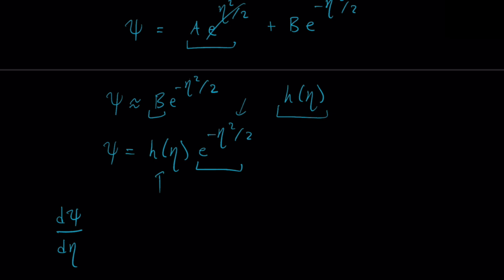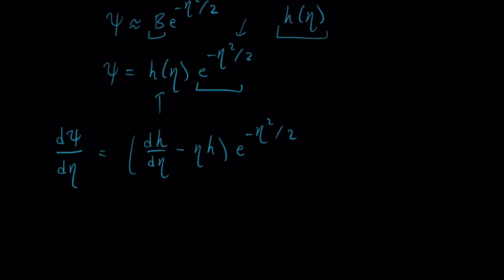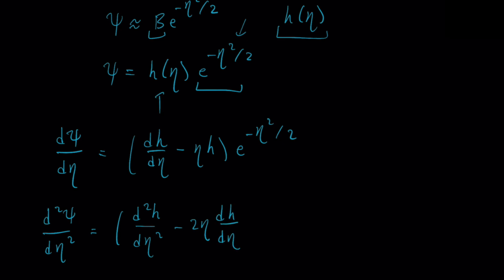So the first derivative of this wave function with respect to eta is going to be this. And then we can compute the second derivative. Just have to be a little careful with the product rule. Make sure we don't miss anything. And I wrote this down beforehand so I don't mess up here, if you're wondering how I'm doing it so fast.